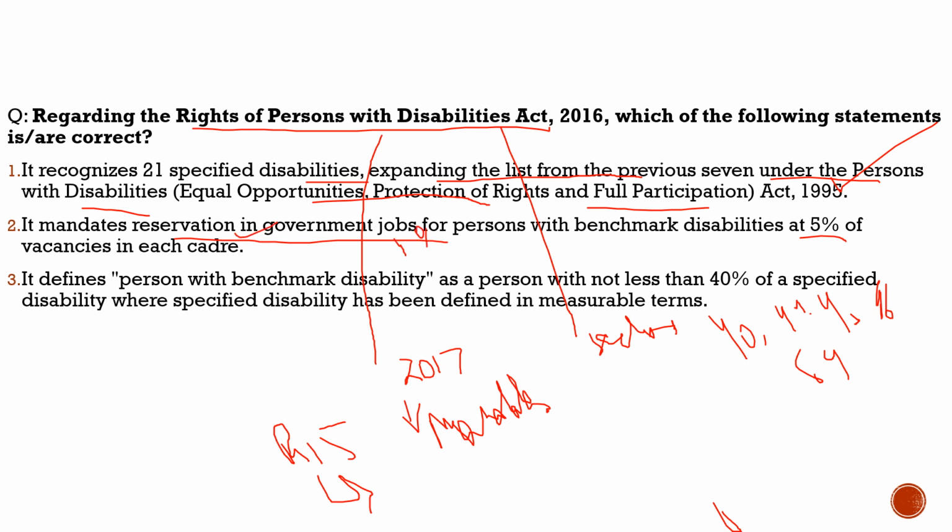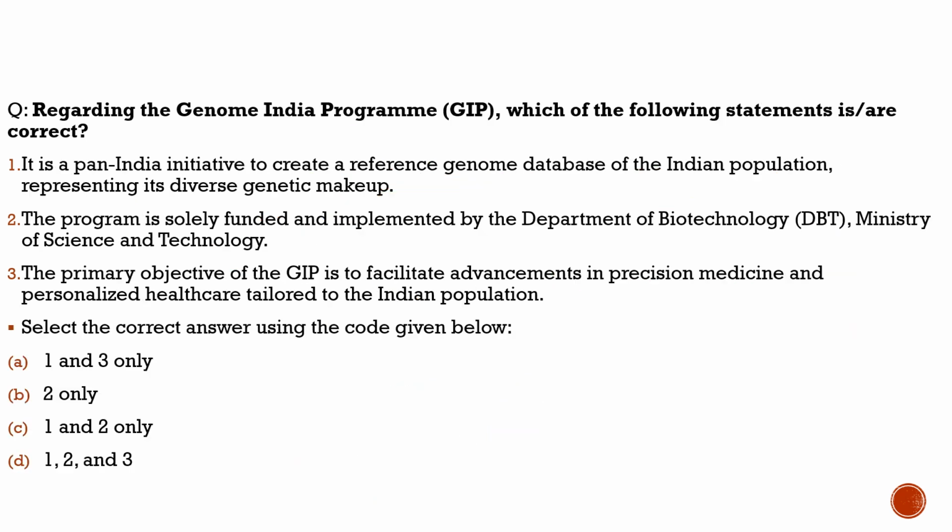So this is incorrect. Third statement, it defines a person with benchmark disability as a person with not less than 40% of a specified disability, where the specified disability has been defined in measurable terms. 100% correct. So with respect to this question, the correct statements are statement 1 and statement 3. Why did we discuss this question? Because Rule 15 of this act was struck down by the Supreme Court. So with this, let's move to another question and try to solve it.